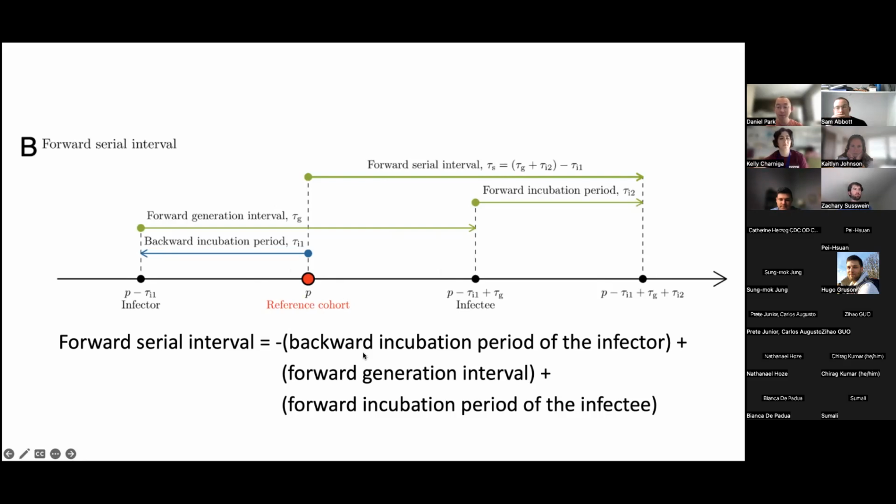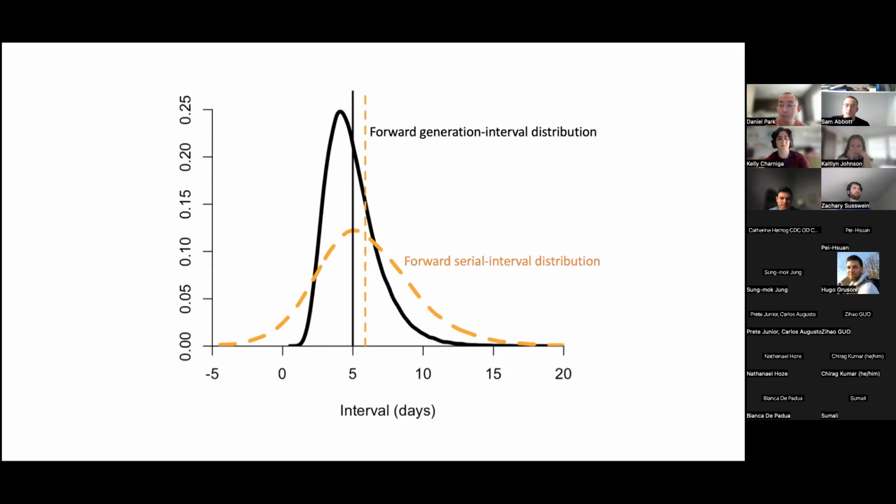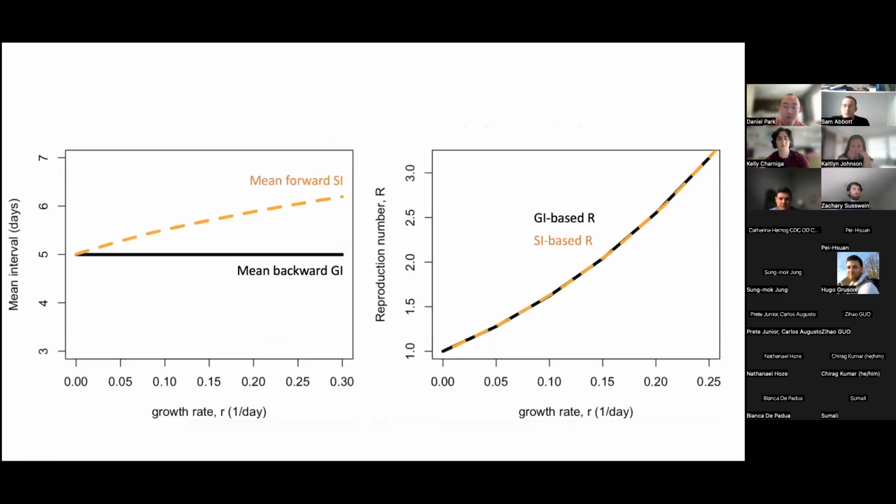And if the epidemic is growing, as I said, the backward incubation period is going to have a systematically different mean from the forward incubation period. It's going to be shorter. And when we take that into account, we now see that the forward serial interval distribution has a longer mean than the forward generation interval distribution. And this distribution allows us to recover the same reproduction number from the growth rate. And the mean forward serial interval is now also changing across different growth rates.